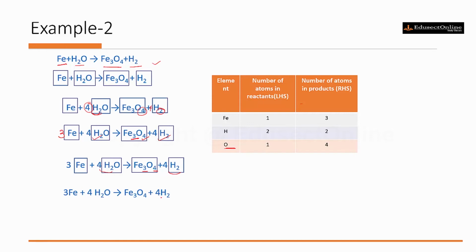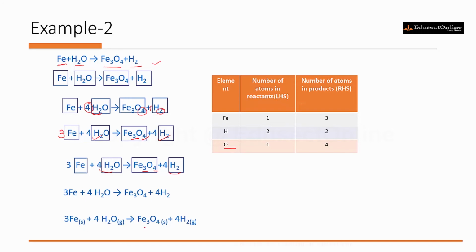A complete balanced chemical equation should also represent the physical state of each element. So we write the complete balanced equation as 3Fe(s) plus 4H2O(g) forming Fe3O4(s) plus 4H2(g). Here water is gas because it was in the form of steam.